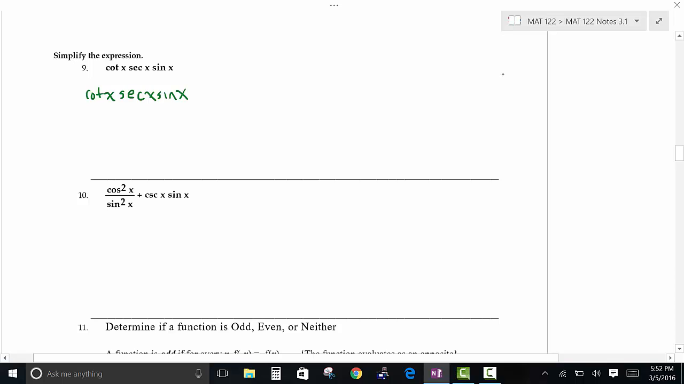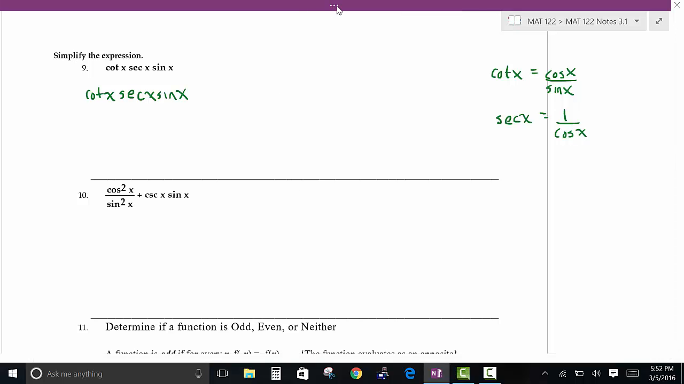So here are some useful identities. First of all, the cotangent of x is equal to the cosine of x over the sine of x. That's going to come in handy. The other thing is the secant of x is equal to 1 over cosine x. So I'm going to just substitute in these identities like this.